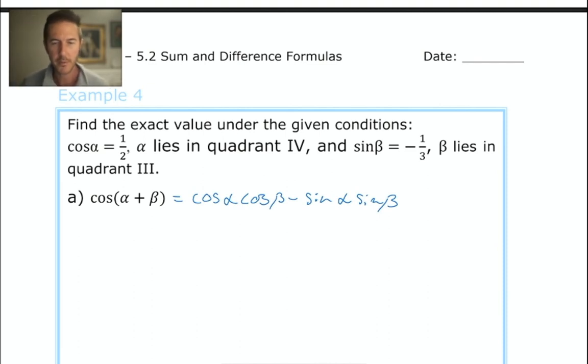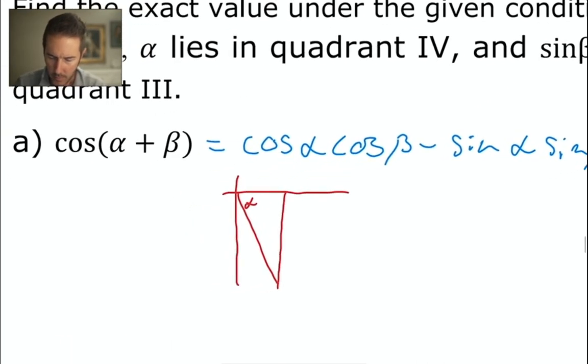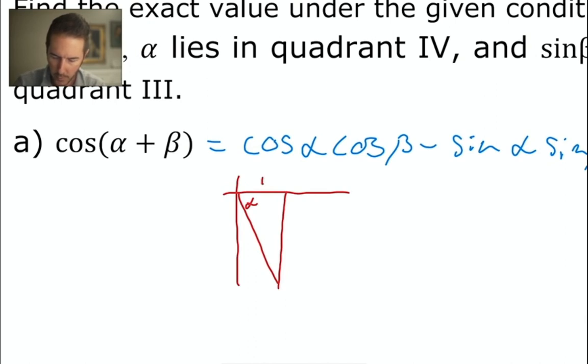So how are we supposed to evaluate these? We're going to use this other given information. We've been told that the cosine of alpha equals 1/2 and that alpha is in quadrant 4. So let me draw a sketch of quadrant 4. Cosine of alpha is equal to 1/2, so that's adjacent over hypotenuse equals 1/2. So there's my alpha in there. And by knowledge of the 30, 60, 90 triangle, I know that my other leg is equal to -√3.